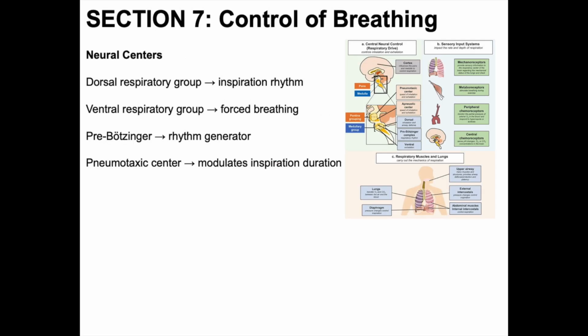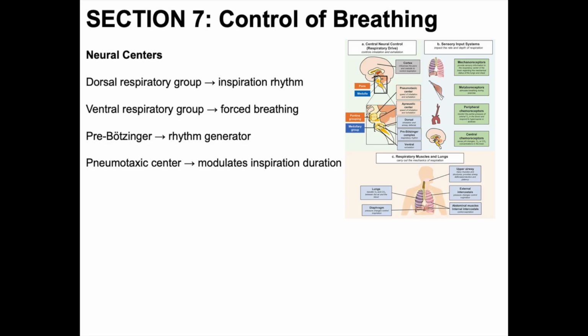Okay, so CO2 transport is tightly linked to acid-base physiology, and this is why respiratory disorders affect pH so directly. So now we're getting on to neural centers of breathing. So breathing rhythm is generated in the medulla. The dorsal respiratory group controls basic inspiratory rhythm. The ventral respiratory group is recruited during forced breathing. The pre-Botzinger complex acts as a rhythm generator. Essentially, it is the pacemaker of respiration, okay?